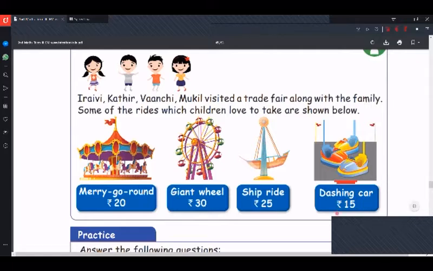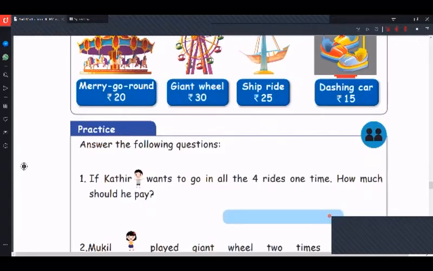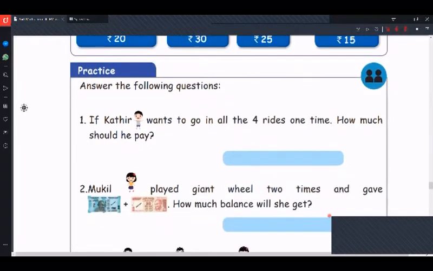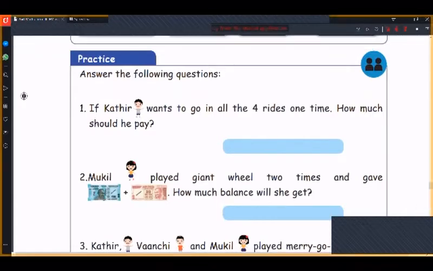Okay, so here they have asked some questions below. We have to answer for that, isn't it? So answer the following questions. First one, if Kadir wants to go in all the 4 rides one time, how much should he pay?